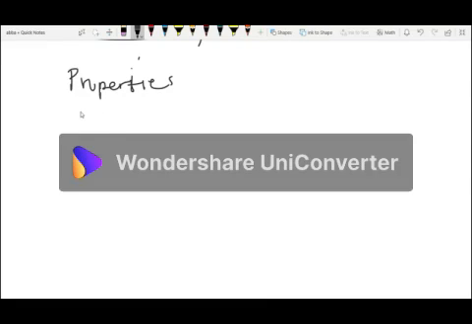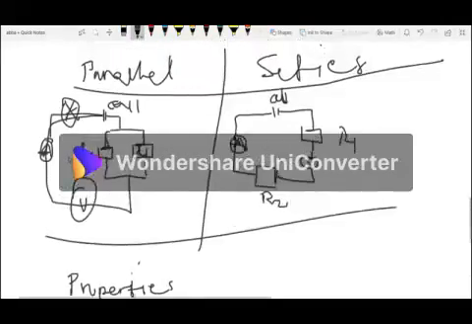In parallel connection, we say the potential difference remains the same, meaning that your total voltage is equal to your V1, which is equal to your V2, which is equal to your V3, right? Then the total current equals I1 plus I2 plus I3.